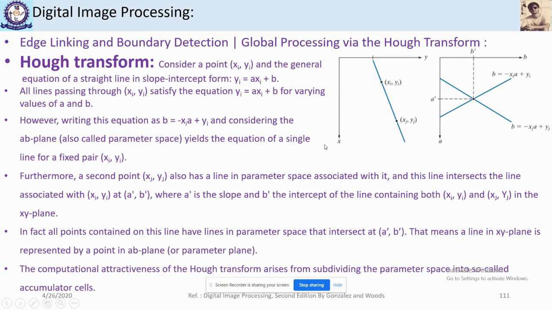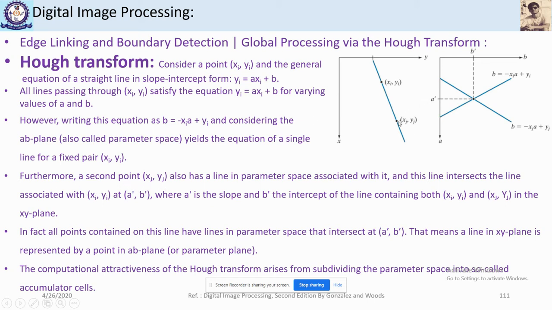Yields the equation of a single line for a fixed pair. Since xi and yi are fixed, this straight line will be fixed. This is one straight line we have got in this plane. Now furthermore, a second point xj, yj.